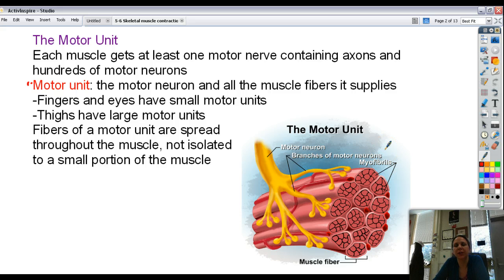So big motor units can usually be found in big muscles like your thigh, your back. Small motor units are things that require very fine detailed movement, which we would find in your fingers and eyes. Now the motor neuron, as it spreads out, doesn't only attack one fascicle, but actually spreads out and attacks many fibers within many fascicles. So that way, when I stimulate this muscle, not just this fascicle will contract, but several fascicles will contract at the same time.